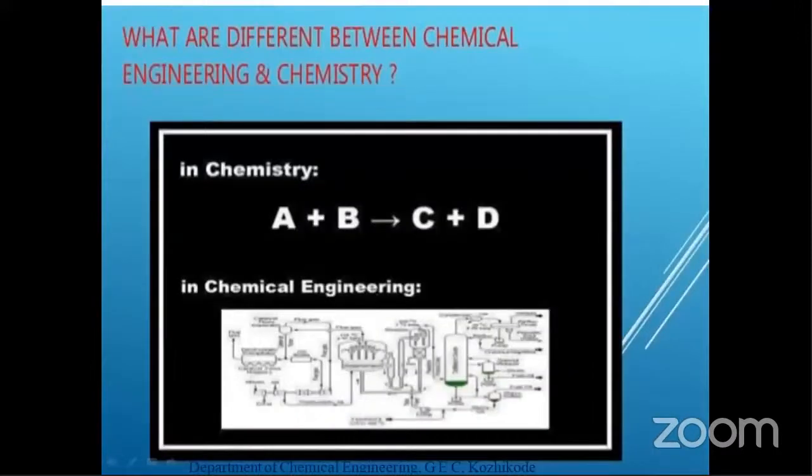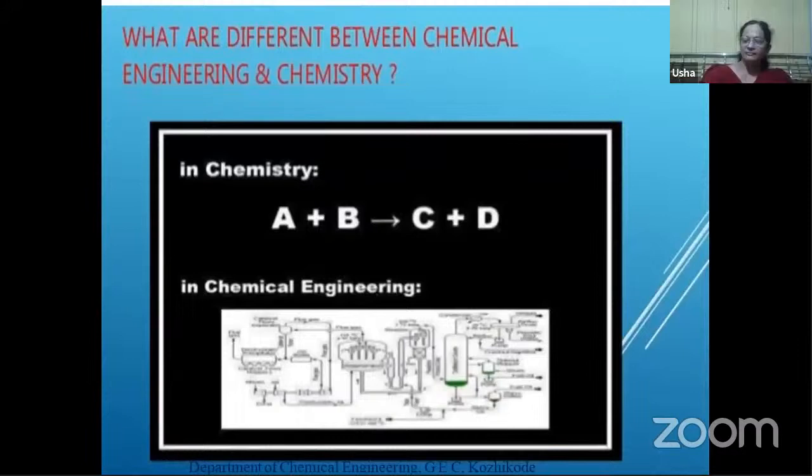Then I'll explain the difference between chemistry and chemical engineering. That is a common doubt among first year students. What is the difference between chemistry and chemical engineering? In chemistry, in our lab, you are doing an experiment. A and B are the two reactants. For example, sodium and chlorine are the two reactants giving the product sodium chloride. In the laboratory, we do that type of experiment on a small scale, using two test tubes to produce the product.